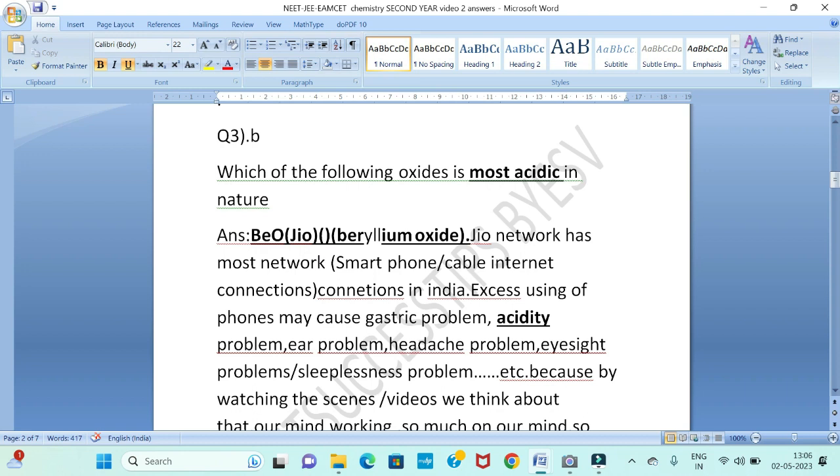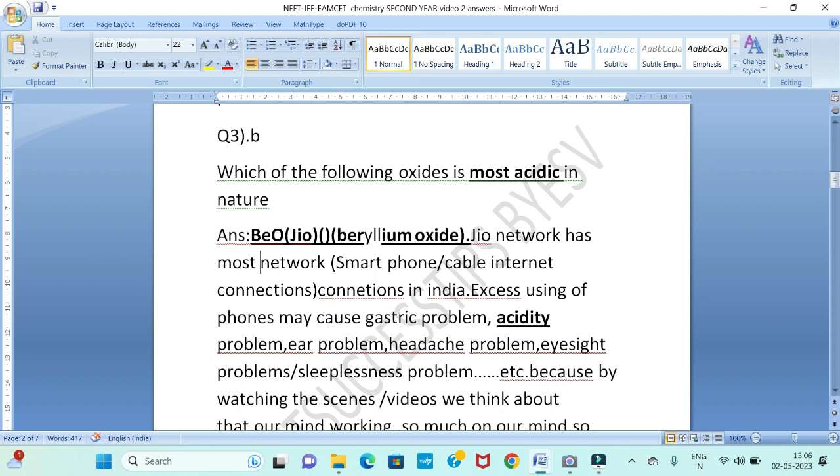beryllium oxide. Nowadays the Geo network is the most used network. Most people are using that network. So the Geo network has the most network connections in India. Smartphone or cable internet connection or cableless connection is also coming nowadays. Excess use of phones may cause gastric problems, acidity problems, ear problems, headache, eyesight problems, sleeplessness, etc.